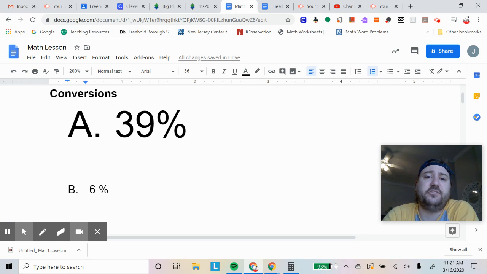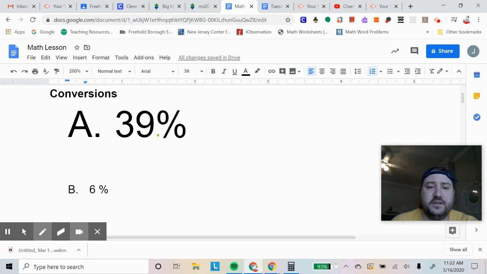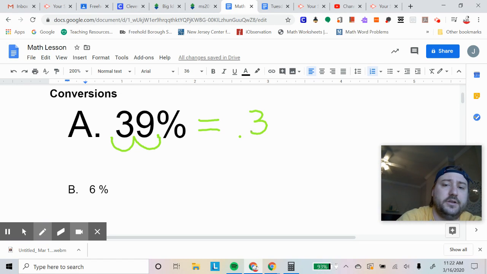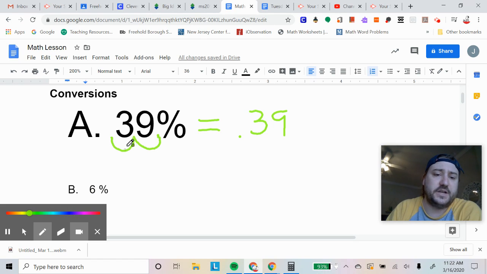How do we change 39% into a decimal? The way you do that is take this, and you're going to move the decimal that's right here. You don't see it technically, but it's there because it's a whole number. You move it to the left, and that gets you 0.39. Pretty simple, right? Nothing too crazy. So that's how you change a percent to a decimal: you move the decimal point to the left. So let's erase.